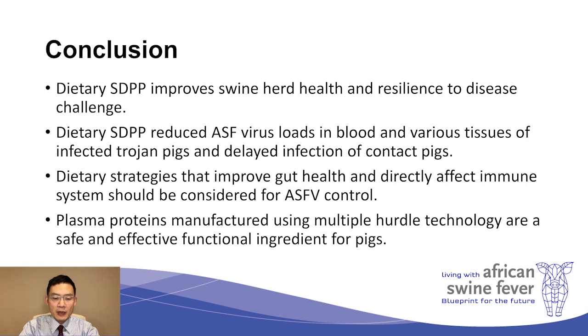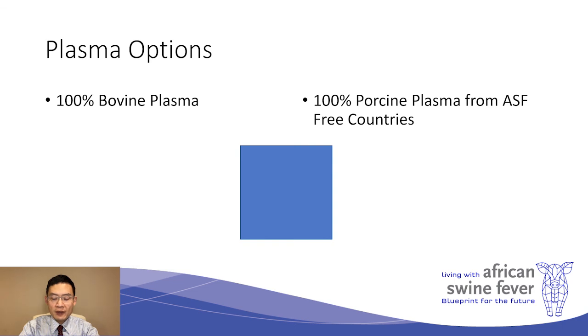And plasma protein manufactured using multiple hurdle technology is a safe and effective functional ingredient for helping pigs' health. Producers in the African swine fever zone should really consider this technology for mitigating the African swine fever threat.